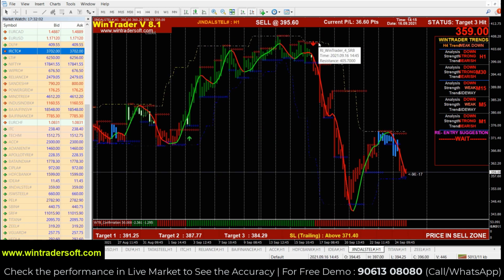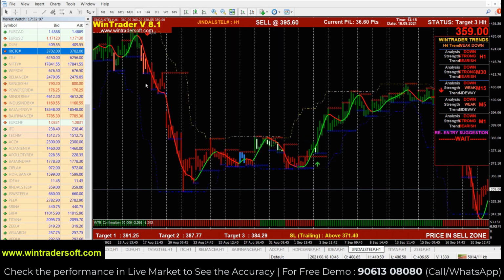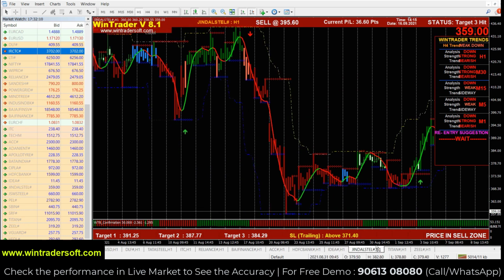And this is Jindal Steel. The Jindal Steel sell signal was generated. After that it came down. The previous buy signals, you can see all of these here.